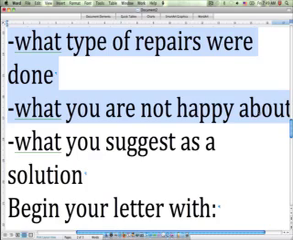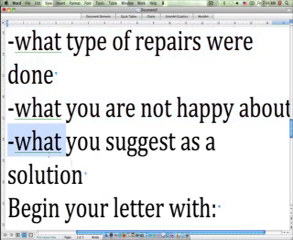The third and final paragraph section of our letter is going to suggest a solution, which will cover the third part of our question here, which says what you suggest as a solution.